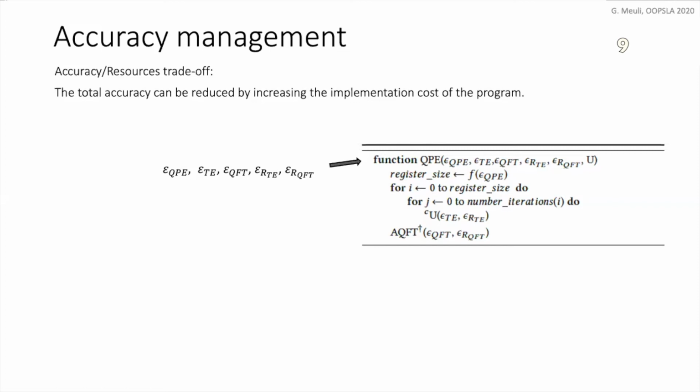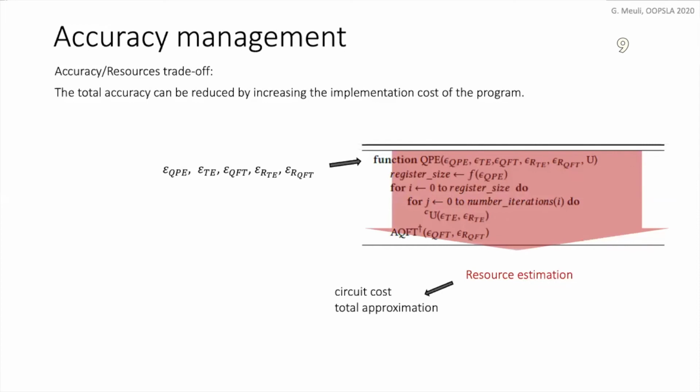Many of the existing quantum programming languages enable us to perform resource estimation if all the parameters of the programs are known. Using the initialized parameters, it is then possible to execute the program and obtain the total circuit cost and the total approximation. The programmer inspects the result and consequently assigns new values to the parameters. This is done until the desired trade-off between approximation and implementation cost is found.